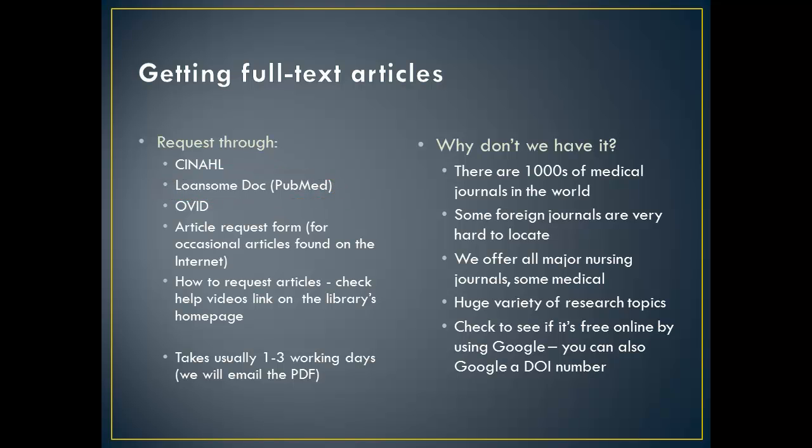We may not have the article you want for a variety of reasons. There are thousands of medical journals. You may want something that's in a foreign medical journal, and those can be hard to find from U.S. medical libraries. We do offer most of the major nursing journals and some medical, but it's tough to anticipate the research everyone is going to do and the journals they're going to need, given that we have such a diversity among our students.